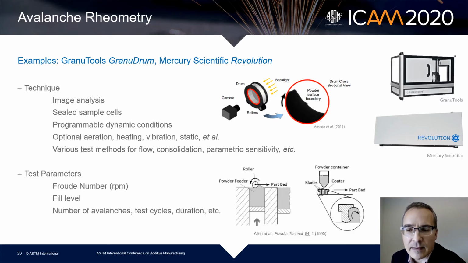You can do quite a bit with this type of test. You can look at parameters such as the revolution speed, the fill level, and program in different parameters such as the number of test cycles or number of avalanches. And some of these conditions can be set up to mimic the conditions on spreaders in AM, such as a roller or a blade type coater.